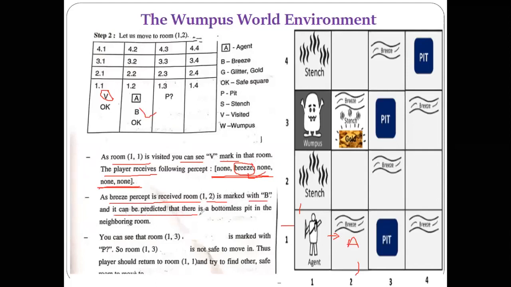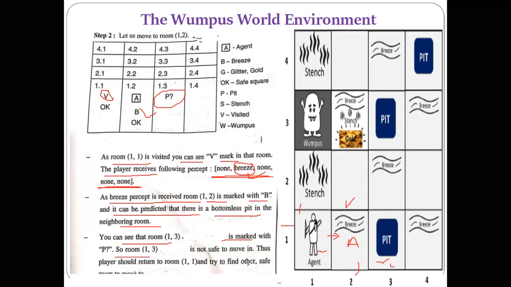And now it can be predicted that there is a bottomless pit in a neighboring room. What are the neighbors of this room? This room is one neighbor, this is another neighbor, and this is also another neighbor of room 1-2. Understood? Now we can see that room 1-3 already contains the pit, and that is why it is marked as P.